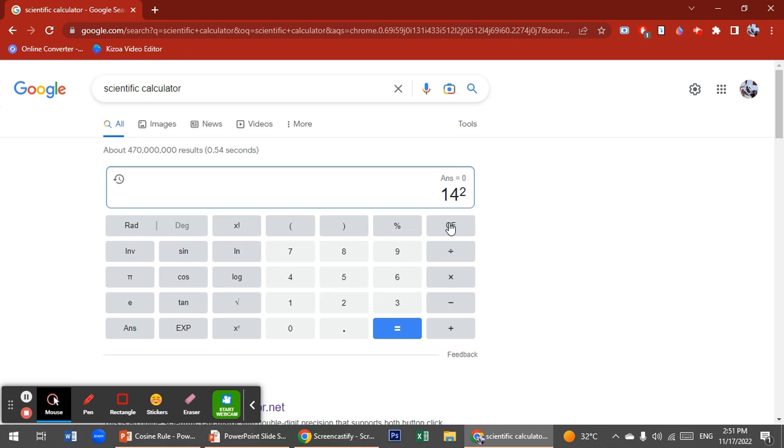One important thing is that you are supposed to put your numbers into brackets. It's just always good practice to put everything into brackets and then solve. So 14 squared plus 8 squared, and then minus, and then again another bracket after the minus. So minus 2 times 14 times 8 times cos.